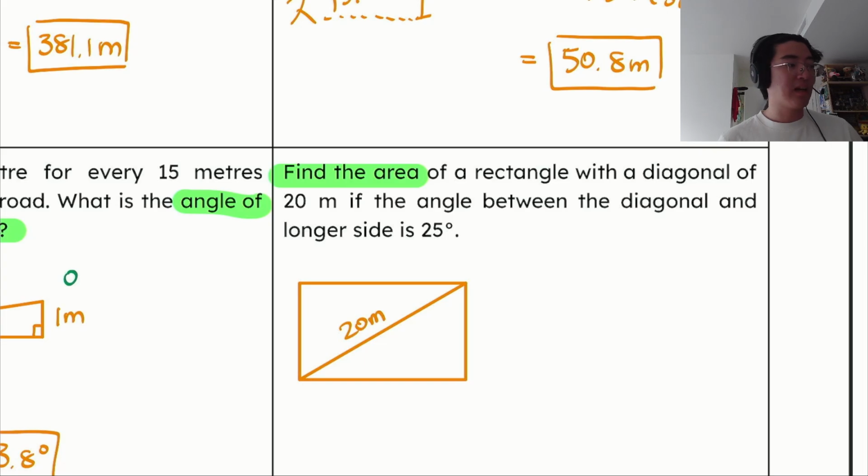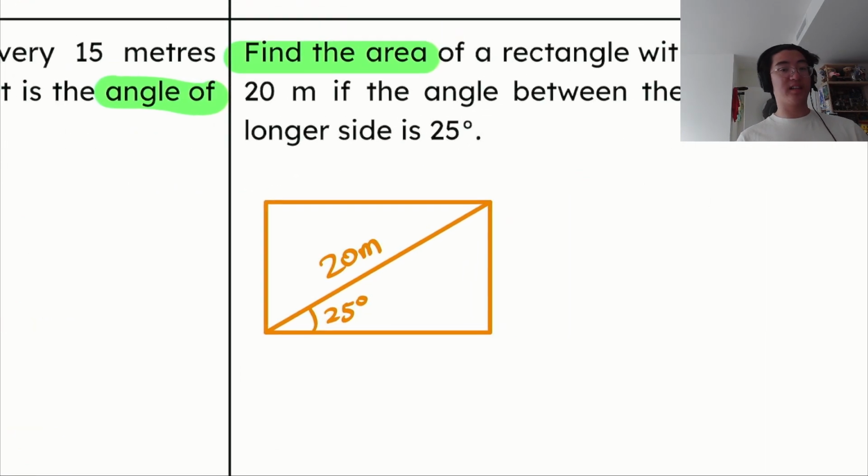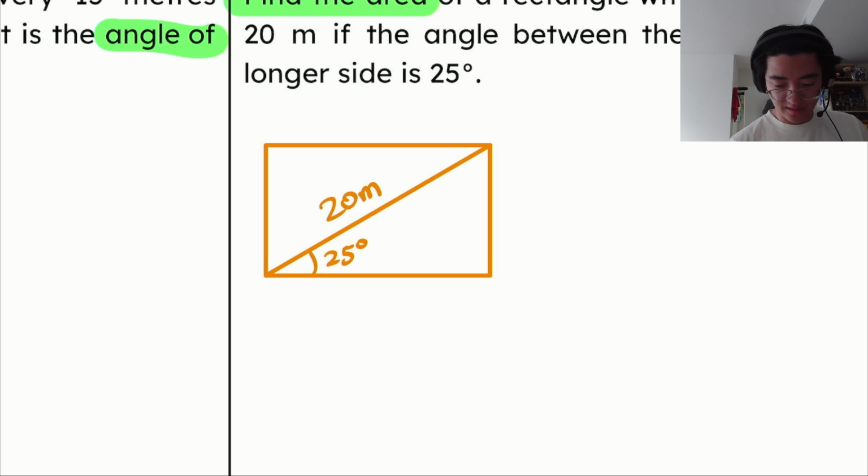And the angle between the diagonal and the longer side is 25. So this right here is 25 degrees. Now we want the area of the rectangle. Of course, the area of a rectangle is just the length times the width. So we have the length here and the width over here.